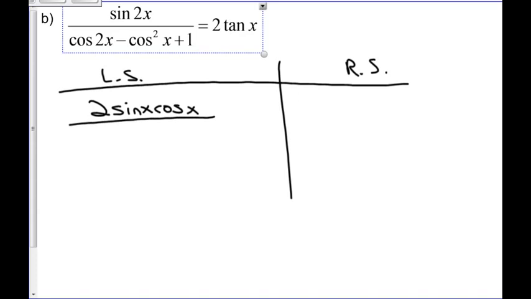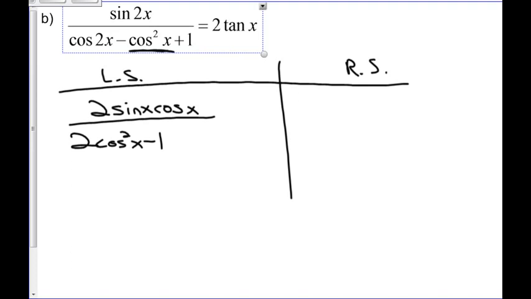Cos 2x. There are a bunch of ways that we can approach that. There are 3 different identities that come for cos 2x. But generally, if there's a cos squared over here, we want to work in only cosines. So I would go with this identity.